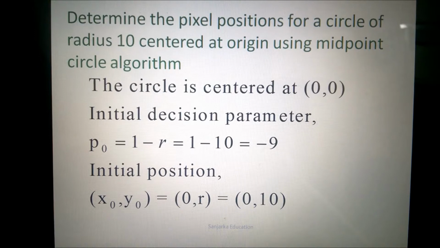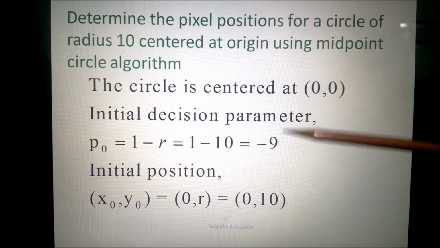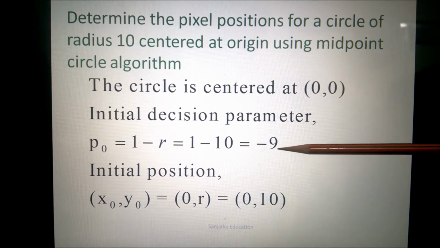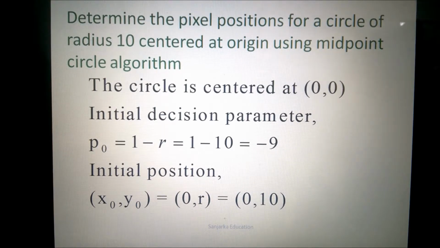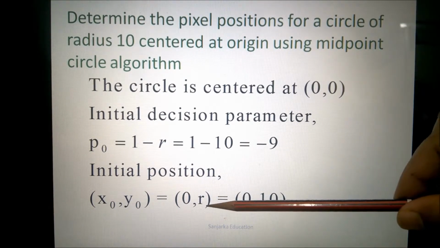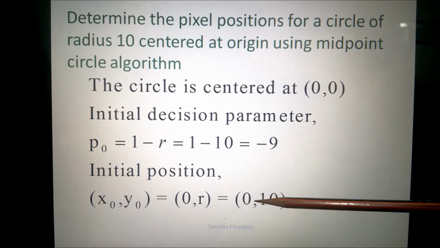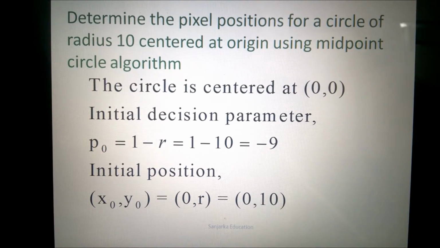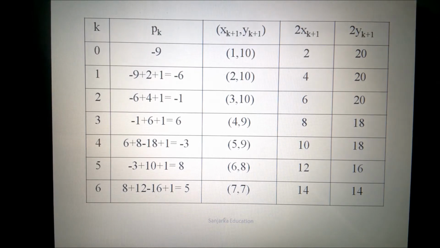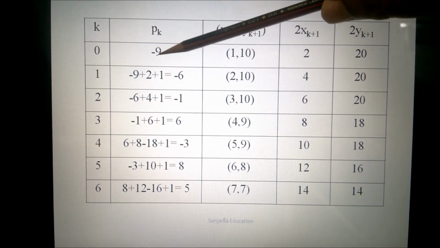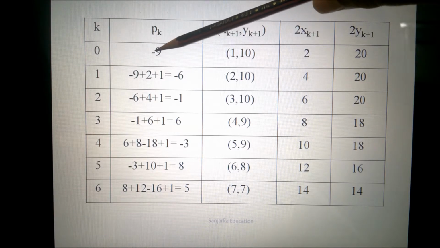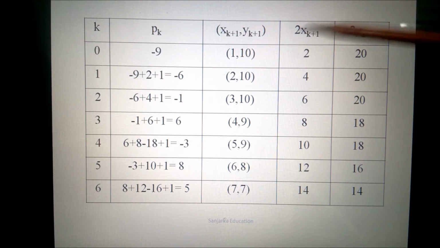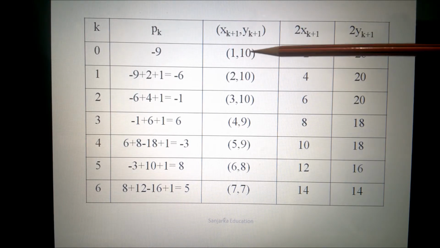Now we'll illustrate the midpoint circle algorithm. Here you can see the radius we are taking as 10 and the center at the origin. And with this, we are finding the initial decision parameter as -9. And our initial coordinate is (0, r), that means (0, 10). Next, we are showing the table. Already we have found the initial decision parameter is -9. Because it is negative, the y coordinate will remain the same. Because it was (0, 10), it will remain as 10.